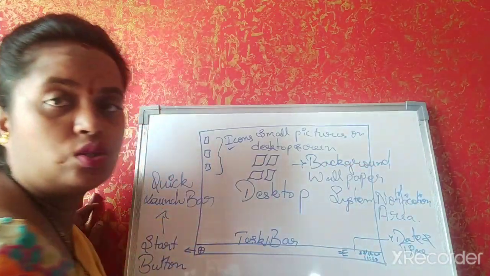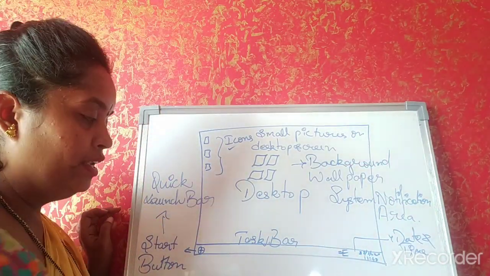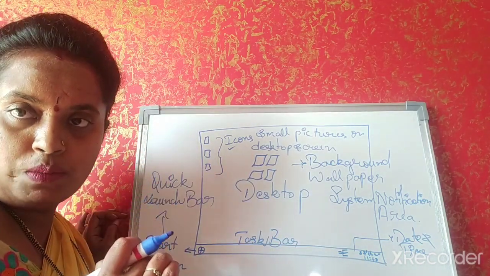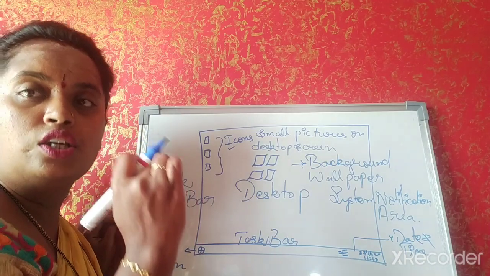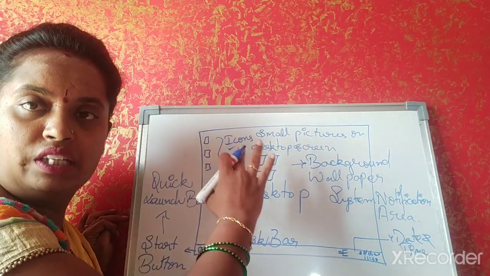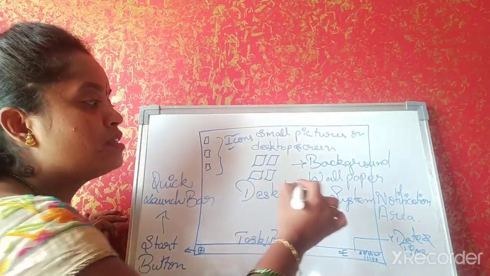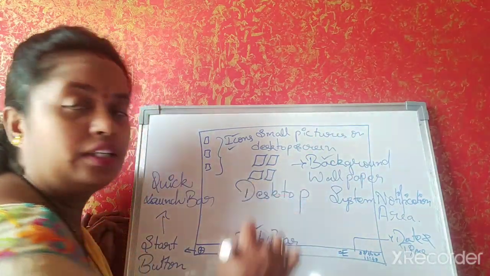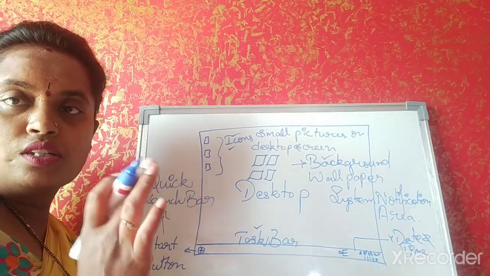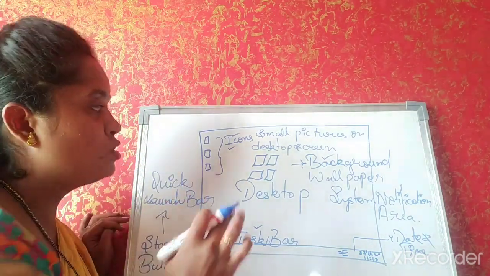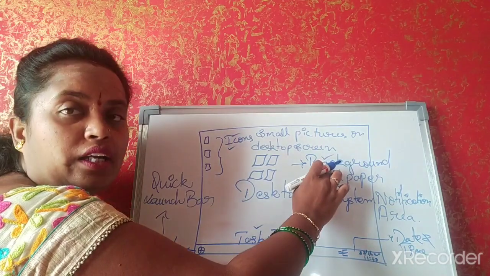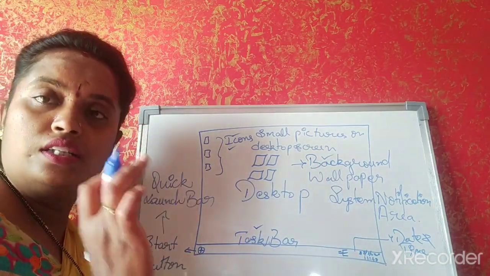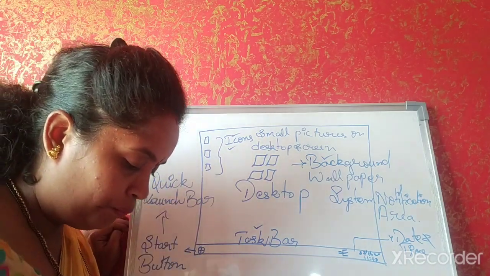You can change it also, children. Then the next one is the taskbar. What are the components of the desktop screen? If a question is being asked, you are supposed to tell: components of the desktop screen are icons, background of the desktop, then taskbar. Understood, children? This is what you are supposed to tell.